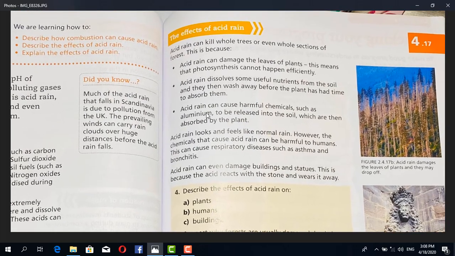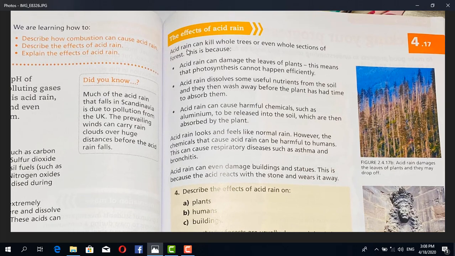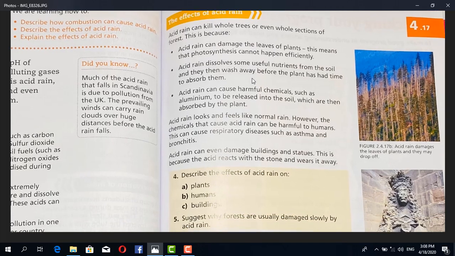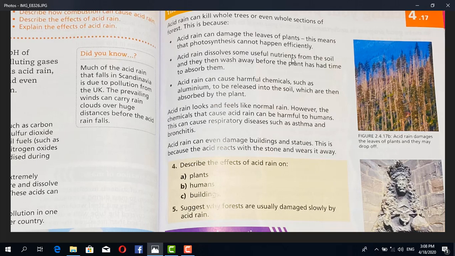The effects of acid rain. Acid rain can kill whole trees or even whole sections of forest. This is because acid rain can damage the leaves of plants, which means that photosynthesis cannot happen efficiently. Also, acid rain dissolves some useful nutrients from the soil and washes them away before the plant has time to absorb them, and also causes harmful chemicals like aluminium to be released into the soil, which are then absorbed by plants.